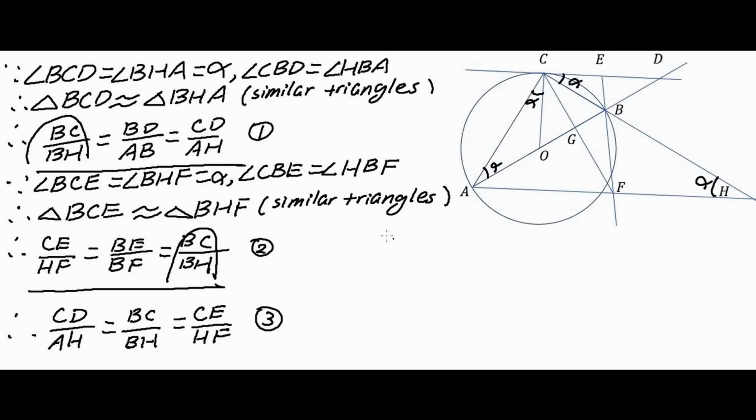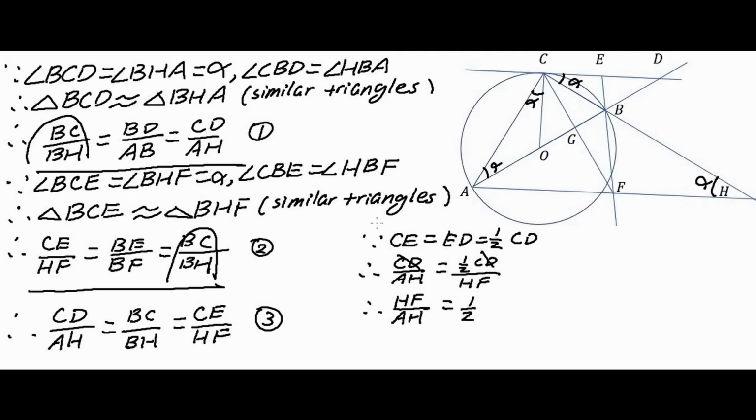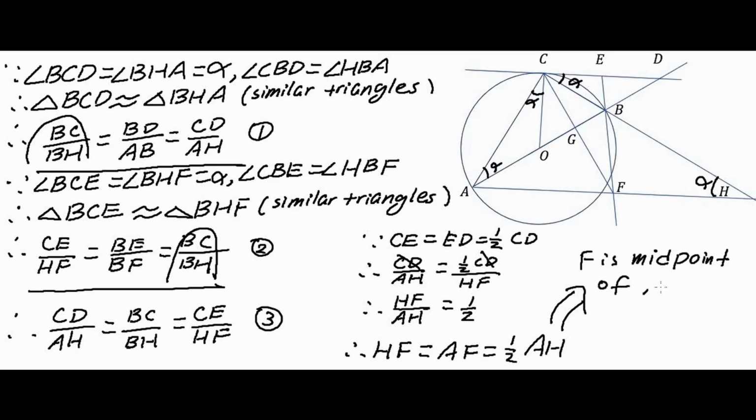Now finally, we can apply the information that CE equals ED equals half of CD, and we substitute this into equation 3. By cancelling out the two CDs on both sides of the equation, we get the important result that HF over AH is a half, which then means HF equals AF equals half of AH, and hence F is a midpoint of AH.